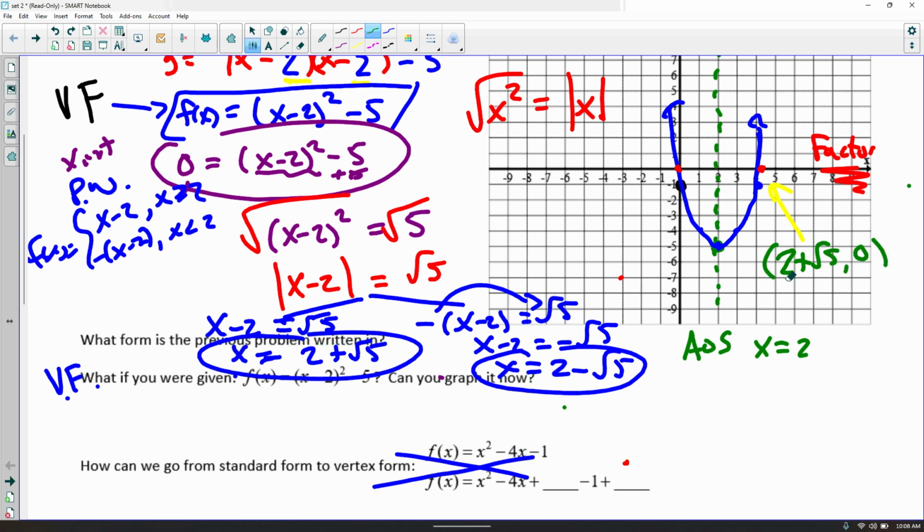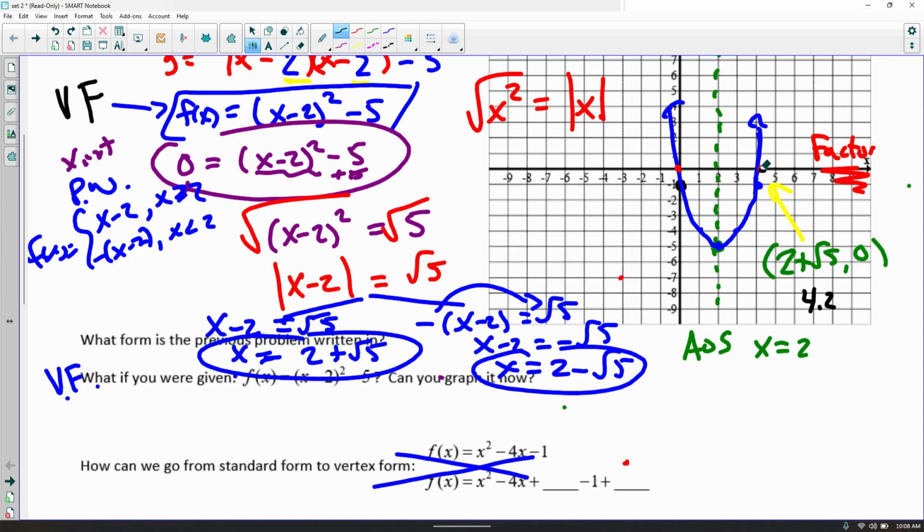Anybody know what the square root of 5 roughly is? The square root of 4 is 2, so this is a little bit more than that. It's like 2.2 or 2.1. Look where that dot is. It's right where it should be.